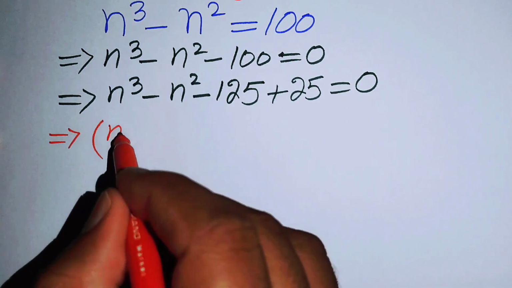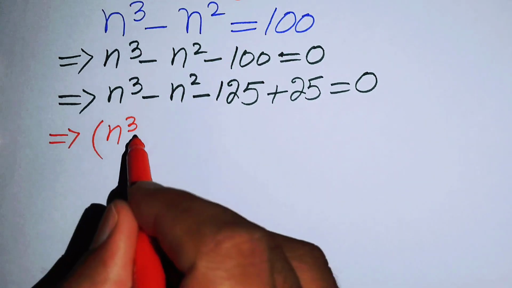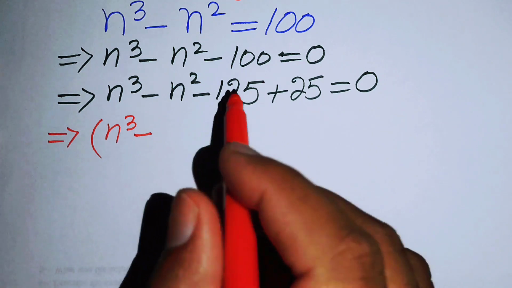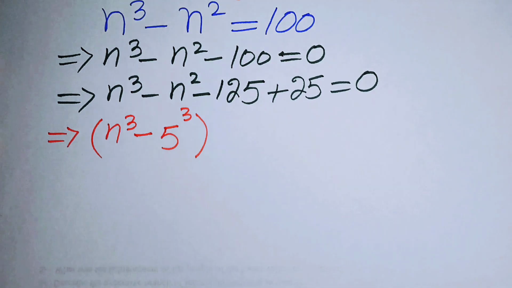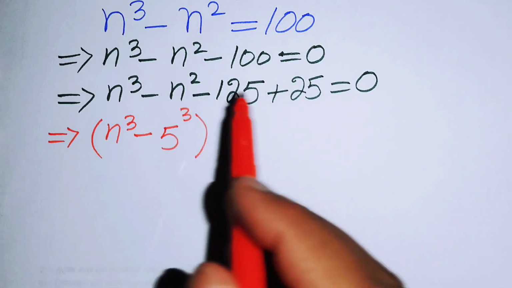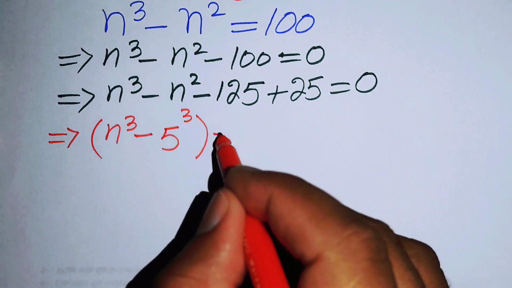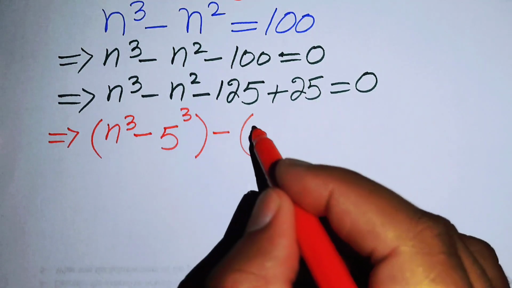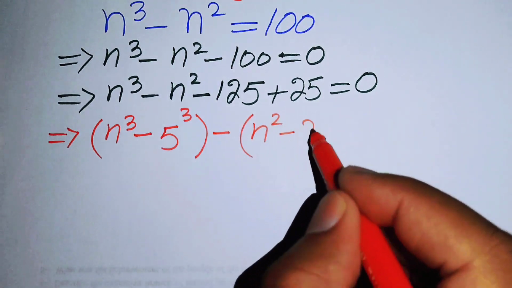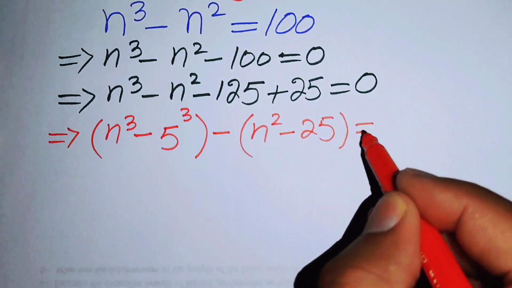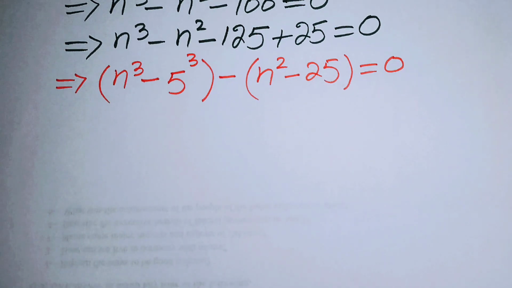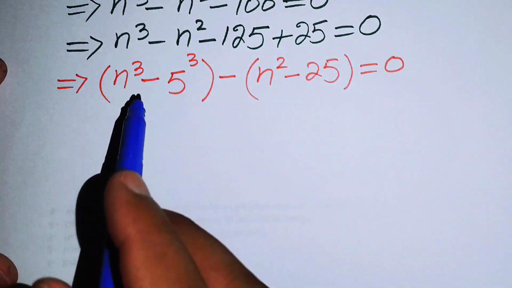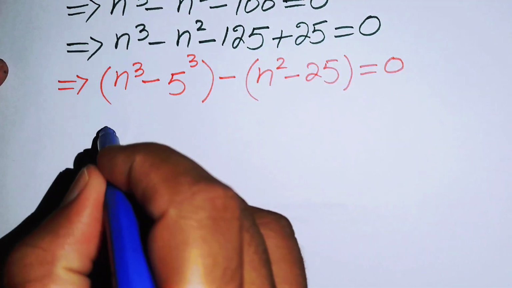The first cubic factor is n cubed and the other cubic factor is minus 125, so it is 5 cubed. And the square factor is minus n squared and plus 25, so we can take a common minus from both of the terms and you get n squared minus 25 equals 0. And now we can use two nice formulas, one cubic and the other square.